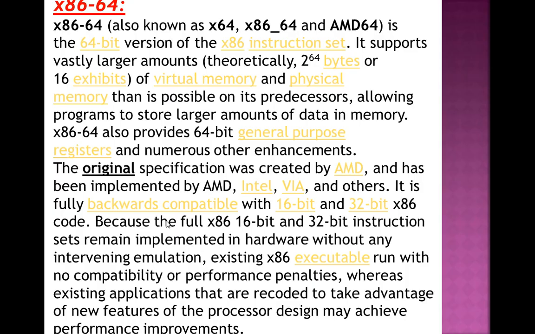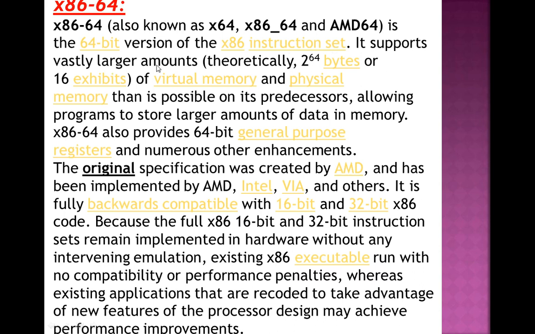In the last class we discussed the x86-64, how x86-64 works. It is also known as x64, x86_64 and AMD64, because it was developed by AMD. It is 64-bit, that's why its name ends with 64. That is x86, and 64 is the number of bits available, 64 bits. As the name advises, it is a 64-bit version of the x86 instruction set.